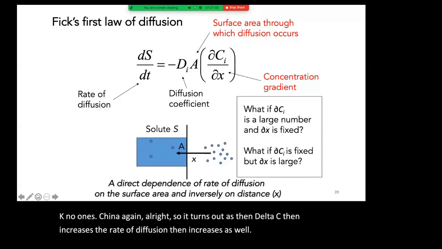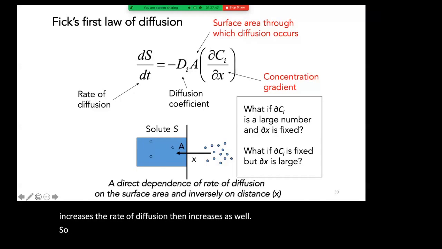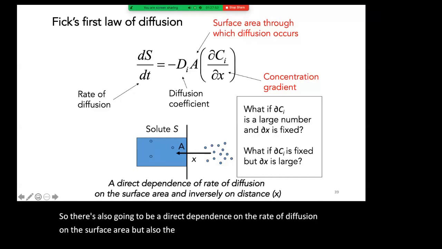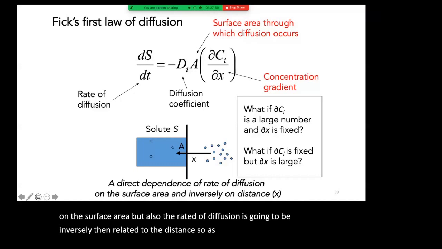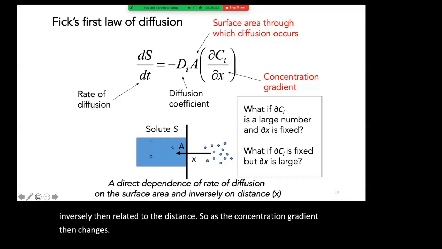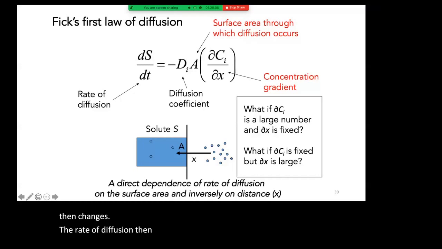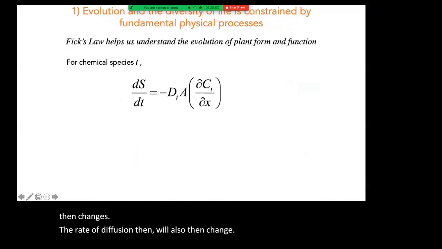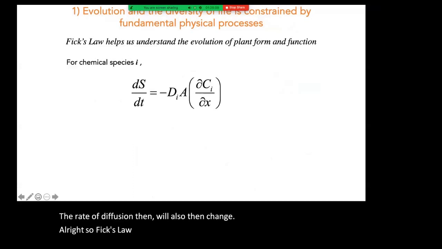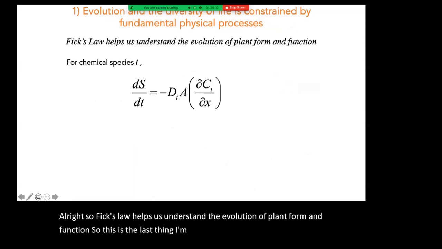There's also going to be a direct dependence of the rate of diffusion on the surface area, but also the rate of diffusion is going to be inversely related to the distance. So as the concentration gradient changes, the rate of diffusion will also change. All right, so Fick's law helps us understand the evolution of plant form and function. This is the last thing I'm going to end with, and I'll need about maybe 2 more minutes here.